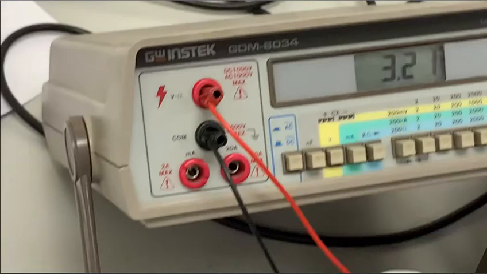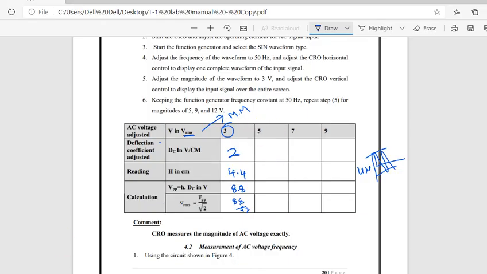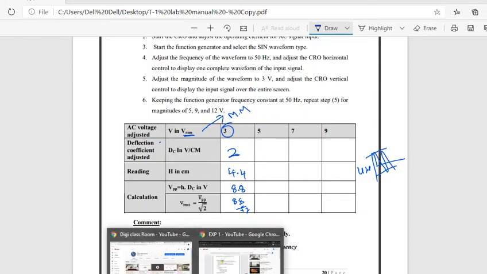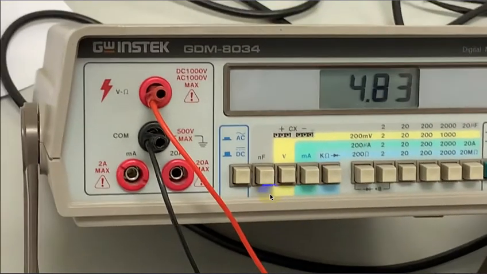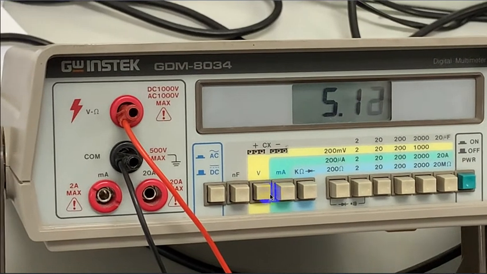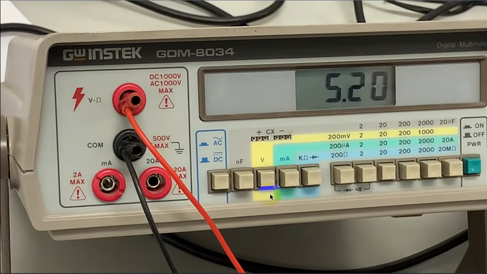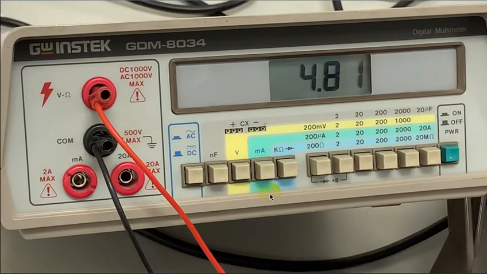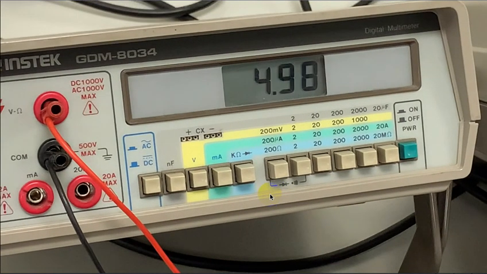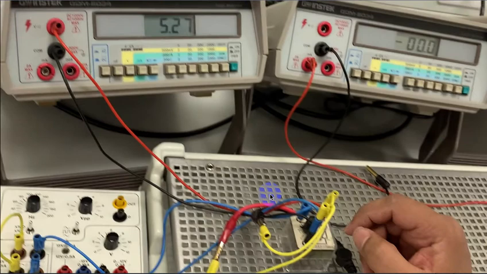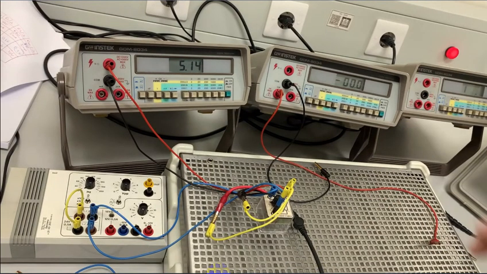Now set the multimeter to 5 volt, like this. We'll make it 5 volt here. This is 5 volt. It will be 5 volt exactly. So it is 5 now. Okay, done. Now we'll see, the RMS value is here 5.14.